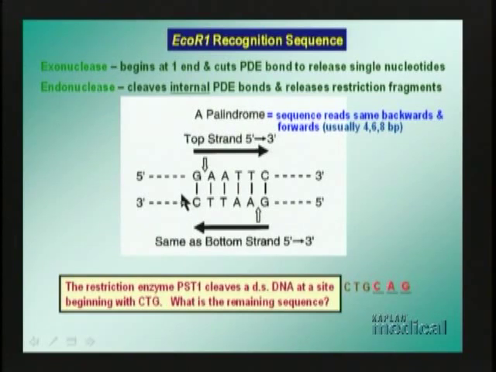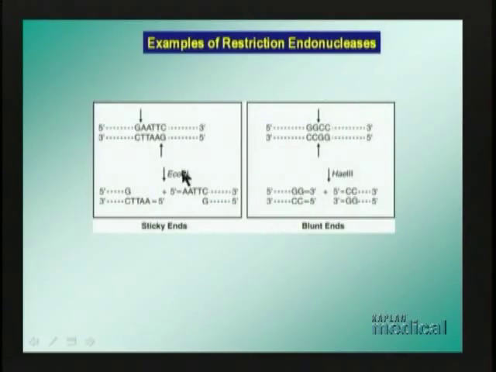Now, coming back to this one over here, the GAA-TTC, this is the palindrome seen by EcoR1, which is a very commonly used endonuclease. It's going to cleave between the G and the A and the G and the A. Now, this is going to be shown a little bit better on the next figure. So here is that same sequence, GAA-TTC on one strand. On the opposite strand, it's 5' GAA-TTC. And then when EcoR1 sees it, it cleaves between the G and the A of that strand and the G and the A of that strand.